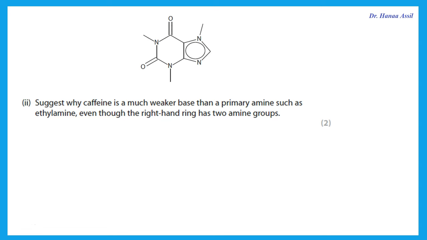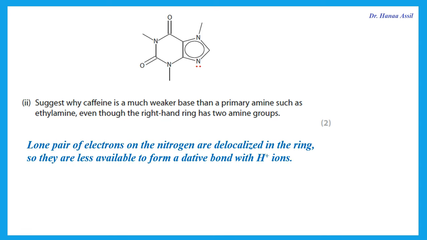Suggest why caffeine is a much weaker base than a primary amine such as ethylamine, even though the right-hand ring has 2 amine groups. Now, of course, we said to be a base, the lone pair of electrons on the nitrogen should be available for dative bonding with an H+ ion. But we just said that these lone pairs of electrons on the nitrogen have been delocalized. So the lone pairs of electrons on the nitrogen are delocalized in the ring, so they are less available to form a dative bond with the H+ ions.